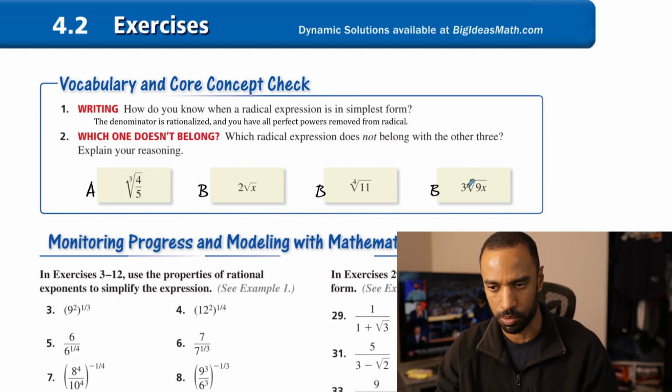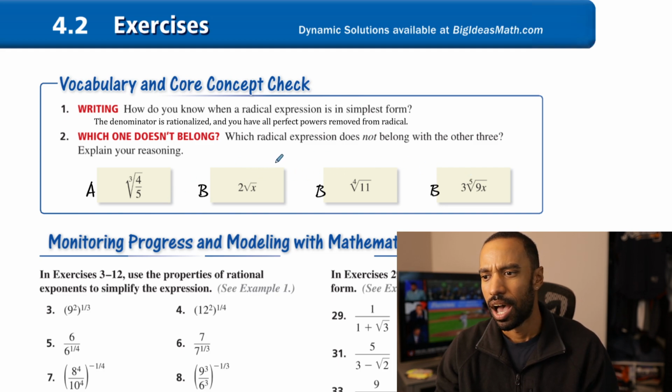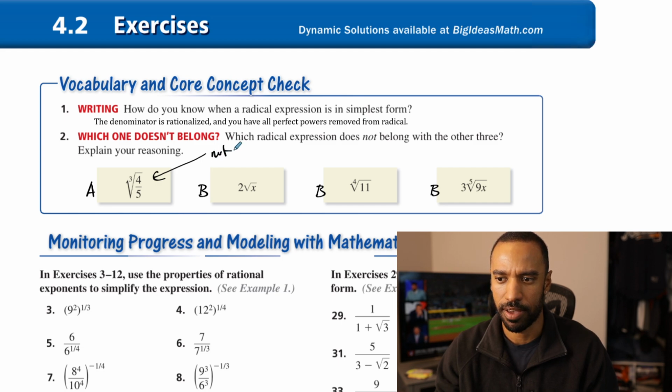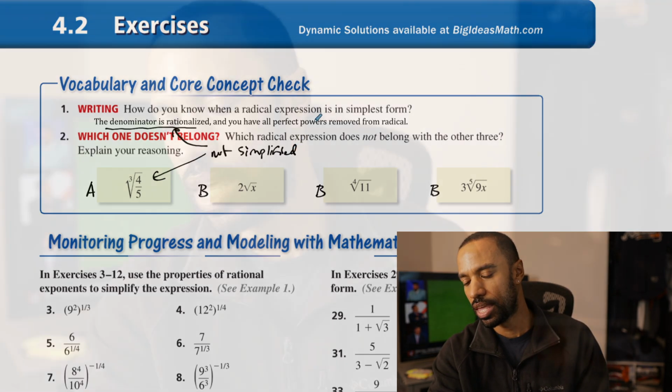These two have variables, so it's nothing about that. These are odd roots, and that's even, and that's odd. I'd say it's probably this one. This is not simplified because the denominator is not rationalized. So that's where I'm still talking about this right here. Denominator needs to be rationalized. Okay. Anyway, so there is that, guys.